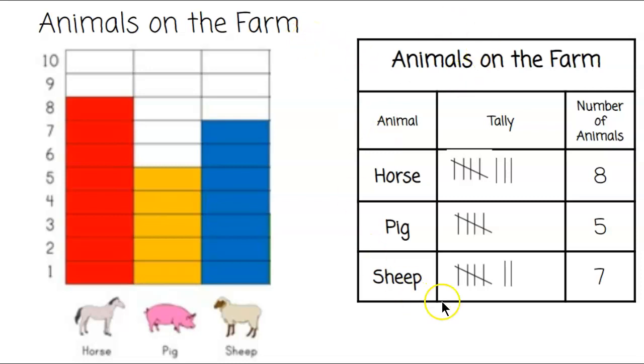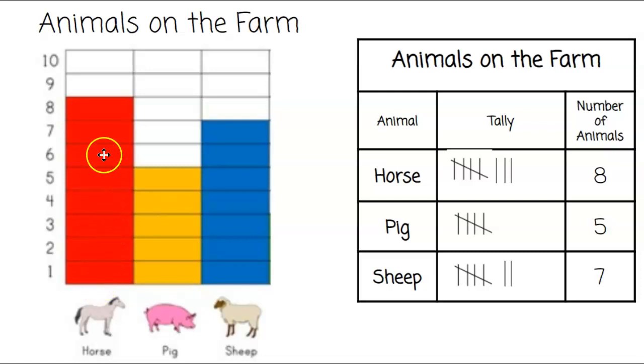Now in this, we still have a frequency table that tells us the labels that we have, our tally marks for how many of each animal we have, and then we also have the numbers of the animals written in standard form. So when I look over here, I've got a title, I've got my labels, but I also have numbers on the side that tell me how many horses, for example, we have.